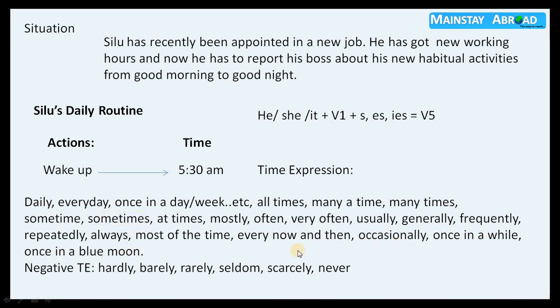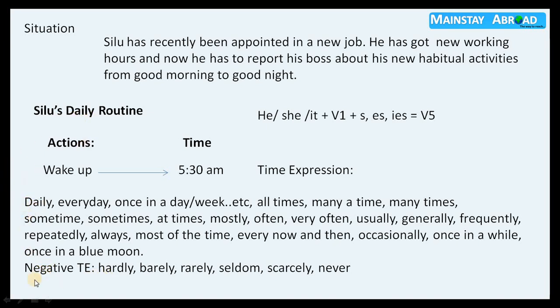Let me tell you about it. Once in a blue moon means Eid ka chand, kabhi kabar, fine. Occasionally means sometimes, once in a while also occasionally. Every now and then means again and again, most of the time and many a times. And here always has a high frequency. Sometime means less frequency, sometimes is of moderate frequency, and at times is also a part of sometimes.